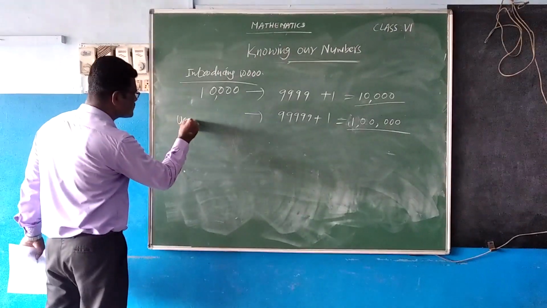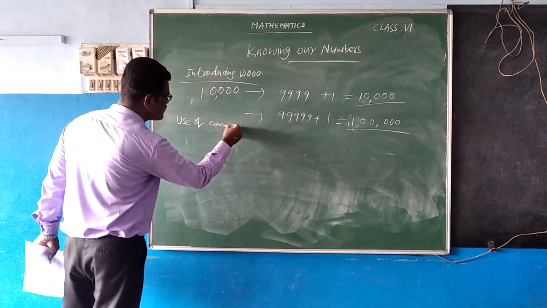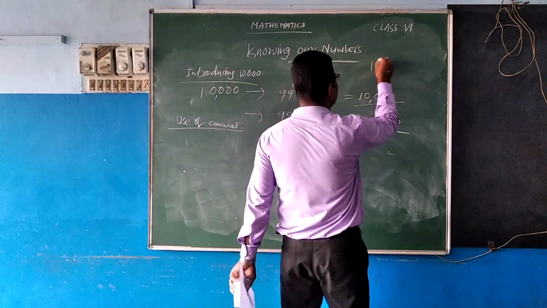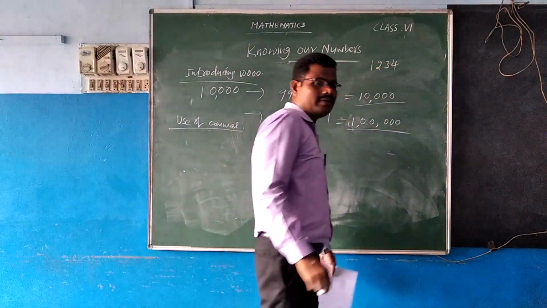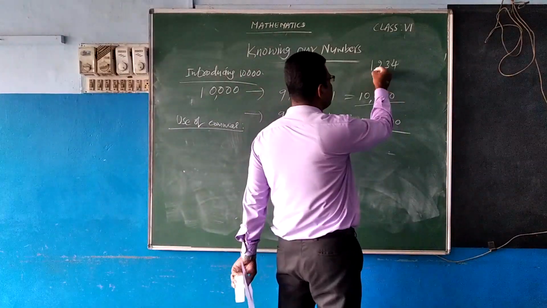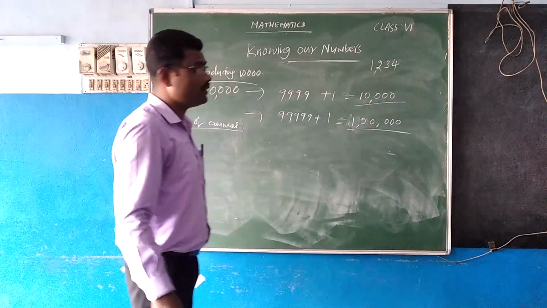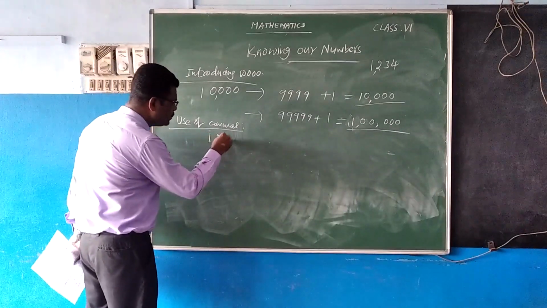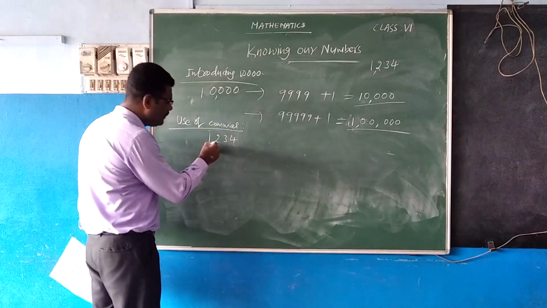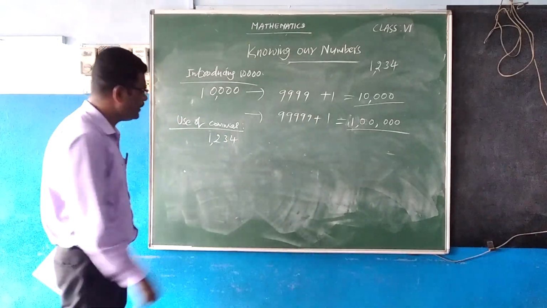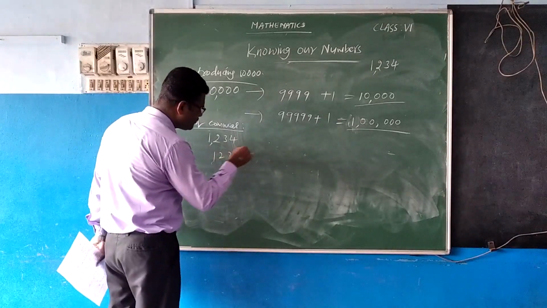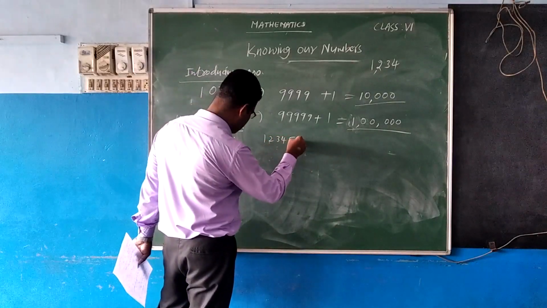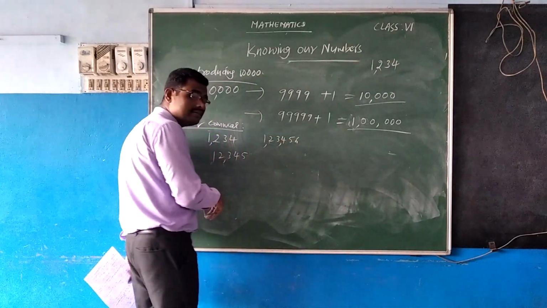Now, use of commas. We need to use commas while writing a number. Then only we can read the numbers. Otherwise, it is difficult. First I read it as 1, 2, 3, 4. That is not the way of reading. Actually, we should read it as 1,234, which is possible if we place a comma. So 1, 2, 3, 4, 5, I should place a comma here. 1, 2, 3, 4, 5, 6, I should place commas here, isn't it?